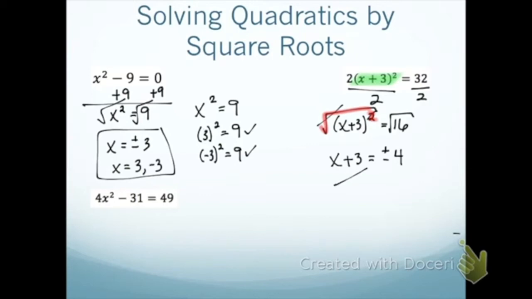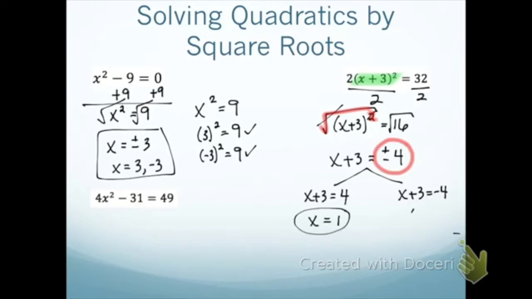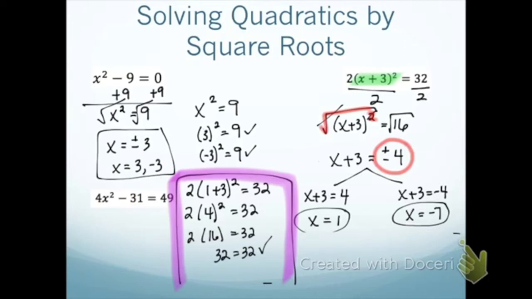Now we're going to need to break this into 2 different equations. One equation will be x + 3 equals 4. The other equation will be x + 3 equals negative 4. So I'm taking this number right here and I'm writing it once as a positive, once as a negative. Now if I solve these, subtracting 3 over, I get x equals 1, and I get x equals negative 7 as my 2 solutions.